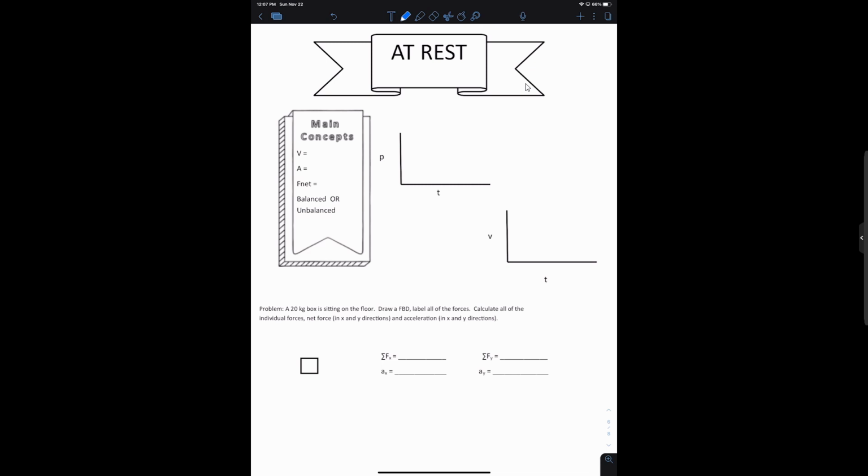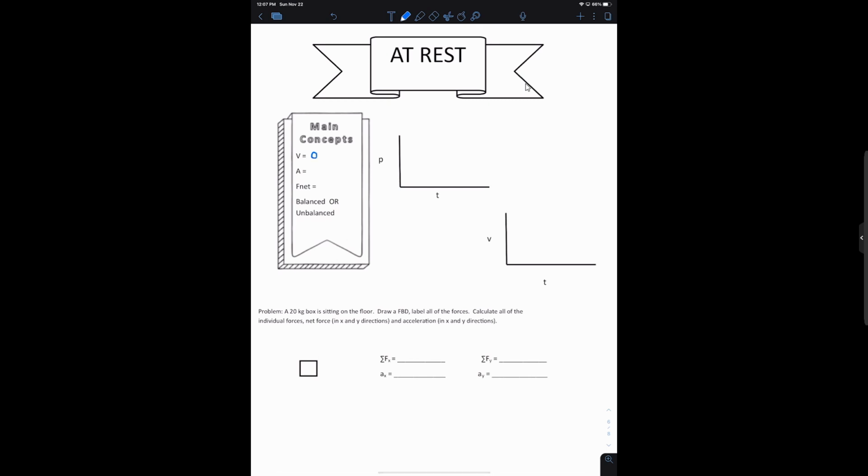Well, we know that their velocities are equal to 0. We know their acceleration is equal to 0. We know that there is no net force, so that equals 0. And we know that they have balanced forces.